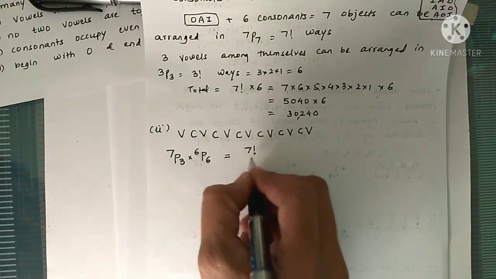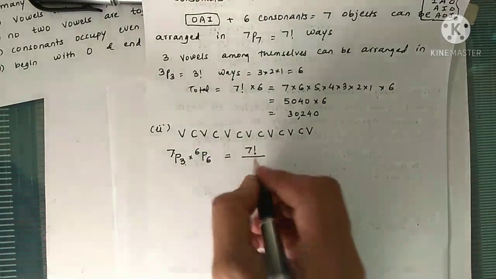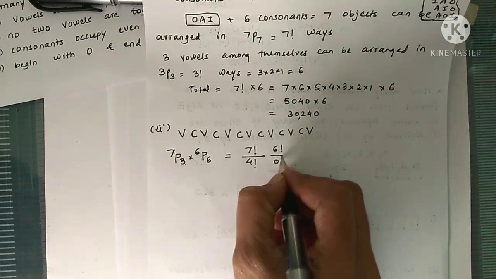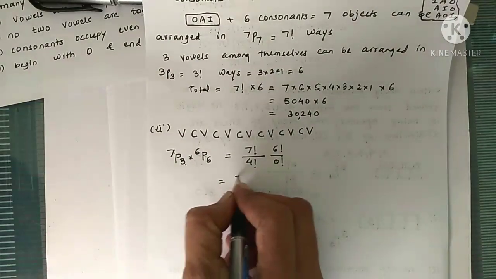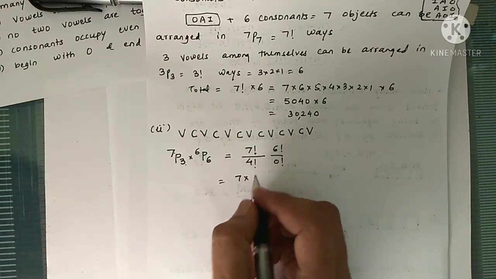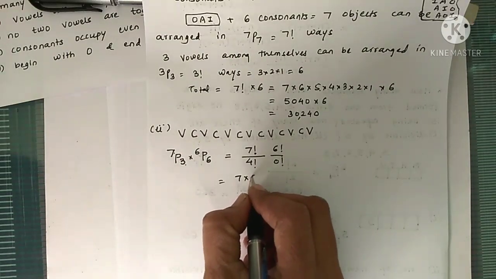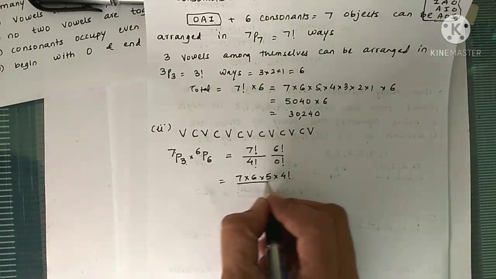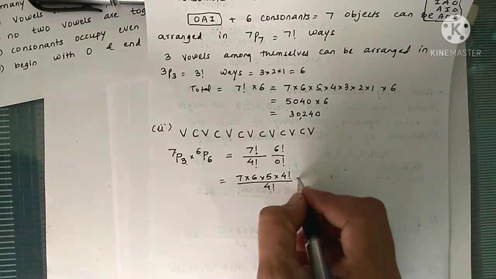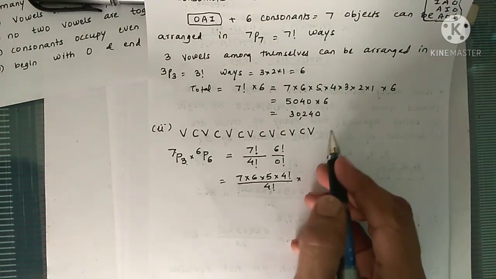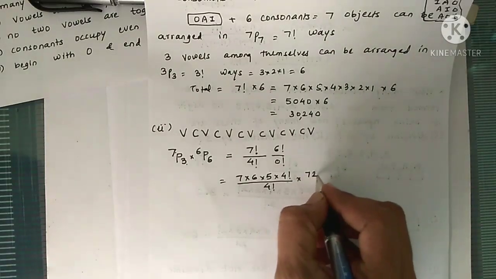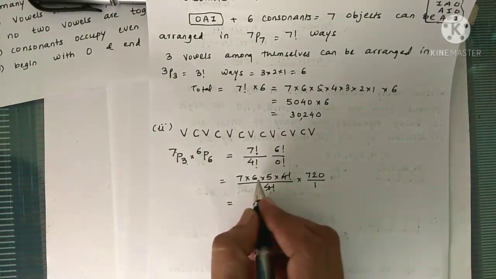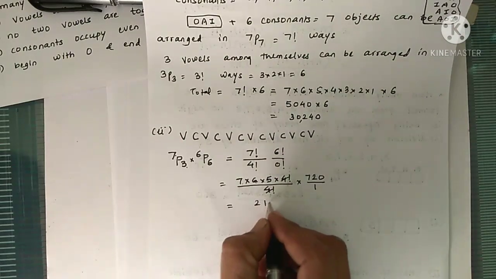So first one is 7 factorial divided by (7 minus 3), that is 4 factorial. And this one is 6 factorial upon (6 minus 6), that is 0 factorial. Now let's write 7 factorial down to 4 factorial, subtracting one at a time: 7, 6, 5, then 4 factorial divided by 4 factorial. 6 factorial is 720. 0 factorial is 1. So this gets cancelled. Now this is 6 into 5, 30 into 7.